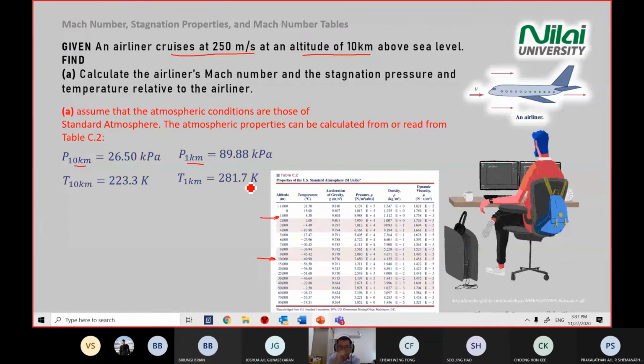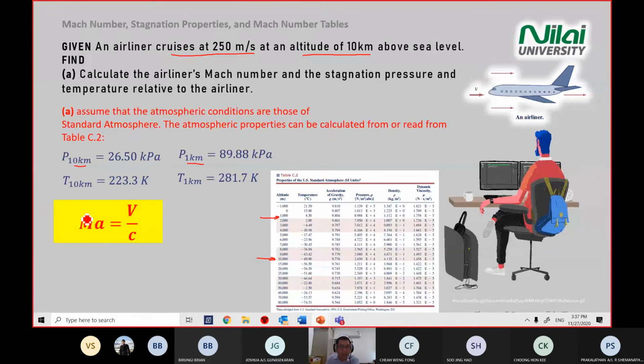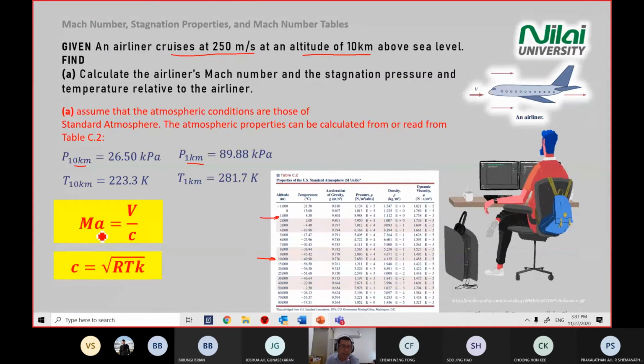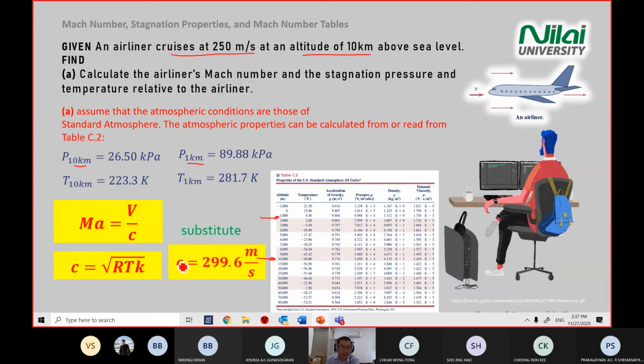Because later on you need to use the R, because Mach number equals V divided by c, and c is equal to the square root of RTk. So every time you involve the R value, you need to change into Kelvin. The rest is just an application of the equations we learned so far. Mach number equals velocity divided by local speed of sound, and local speed of sound equals the square root of RTk. You substitute, and you get your c value of about 300 meters per second.